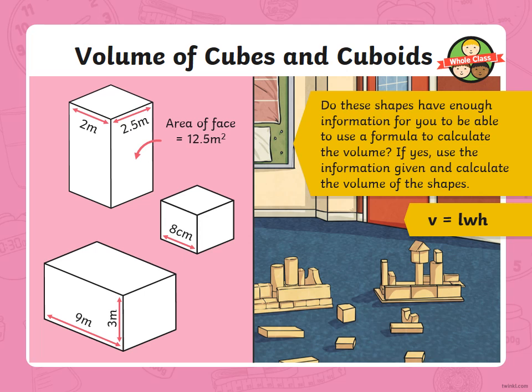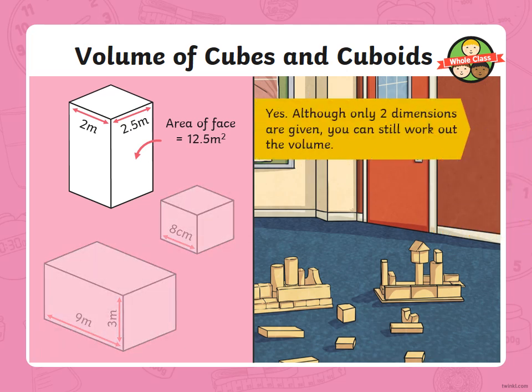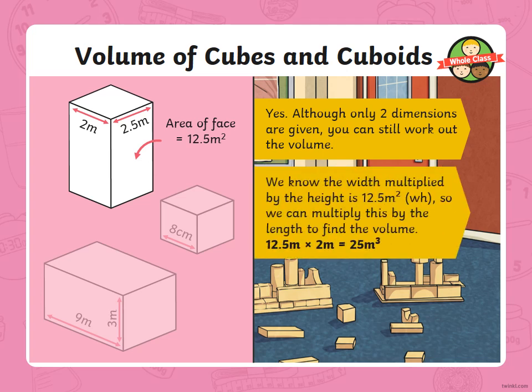Fantastic. Let's go through the answers. So for the first one, yes, we can find the volume of the shape because even though we've only got 2 dimensions, we can still work out the volume. We can see that we've got 2.5 meters is the length of the face of one of the shapes. But even without knowing the height of that shape, we know that the area of that face is 12.5. So we can just use that 12.5 meters squared, because that's the area of the face, and multiply that by 2. Okay, so 12.5 meters squared, we multiply that by 2, we get 25 meters cubed.